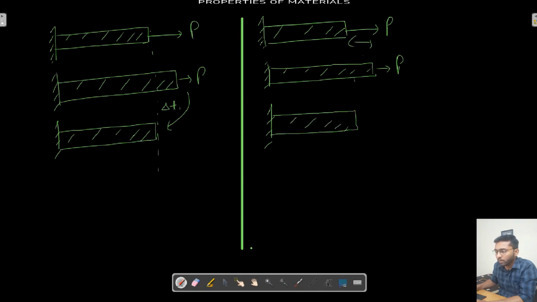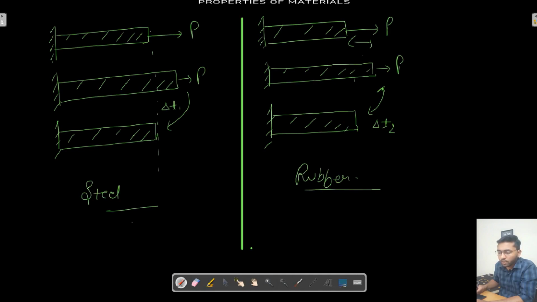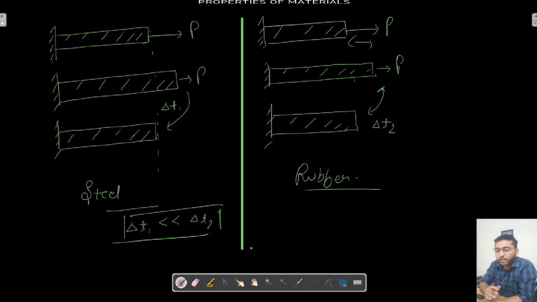From here to here, let us say the time taken by rubber is delta T2. This is the case of steel and this is the case of rubber. So we see that delta T1 is less than delta T2. With the help of this experiment also, we can say that steel is more elastic than rubber, because after the removal of the force, steel tries to get to its original position much quicker than the rubber.